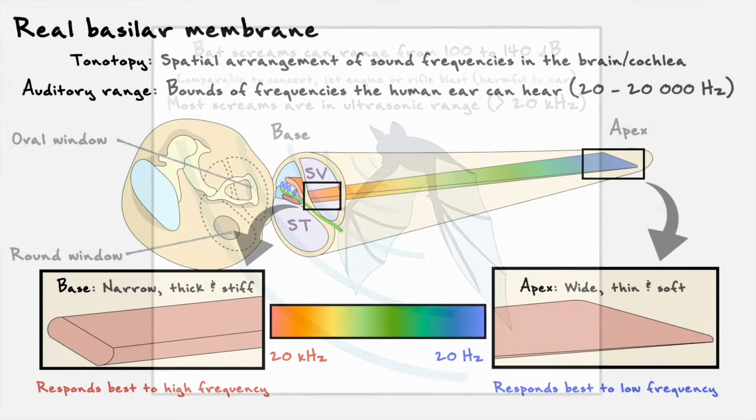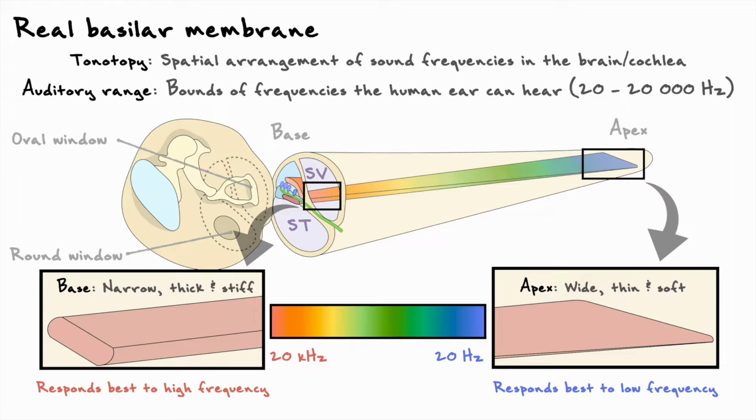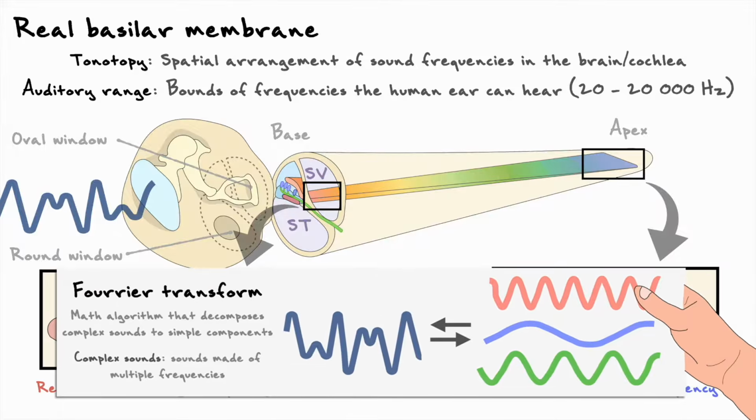Now, beyond the basilar membrane being considerably more complex than in the first example, the sounds that we hear are also more complex. By definition, what makes a sound complex is the fact that they are made out of multiple frequencies. If you recall our discussion on these complex sounds in the first section, you might remember this notion of Fourier transform. As a quick reminder, the Fourier transform is a mathematical algorithm that can decompose complex sounds into their simpler components that have a given frequency. Inversely, these simpler components can be added together to remake the complex sound.